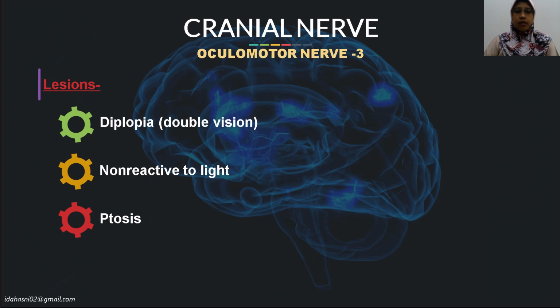Any lesions to the oculomotor nerve will cause patients to experience diplopia, which is double vision. Patients also can be non-reactive to light because the sphincter pupillae muscle is denervated, and patients will have upper eyelid ptosis, which is drooping of the eyelid, because the levator palpebrae has been denervated by the oculomotor nerve lesions.